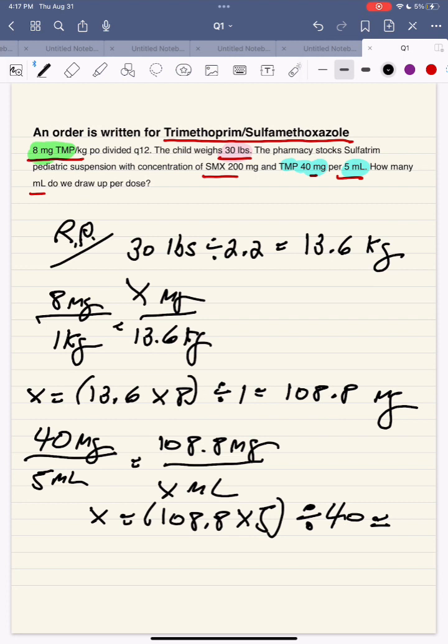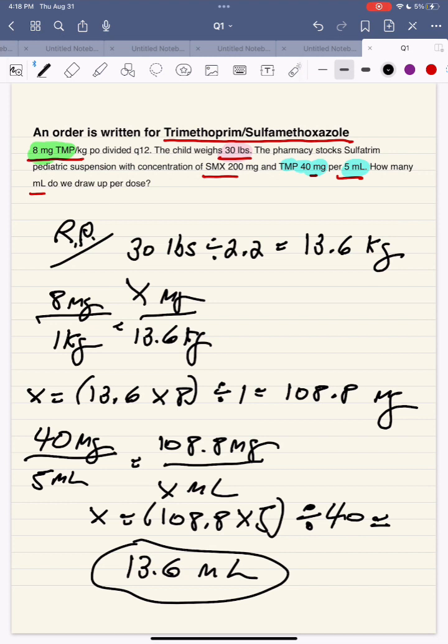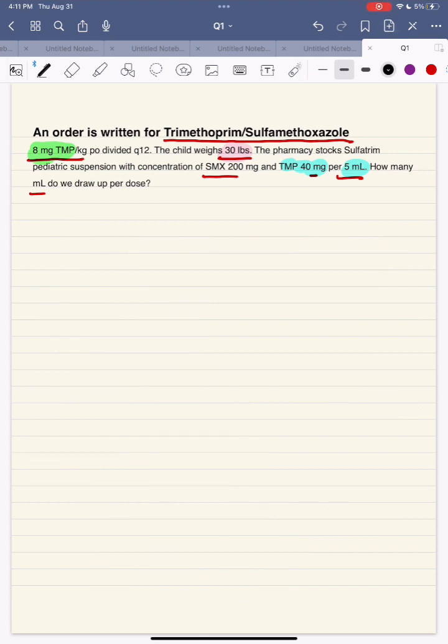And the answer is, what's the answer, guys? 13.6 milliliters, 13.6 ml. All right, let's do dimensional analysis. Same facts. Remember, suspension, you shake well. So let's do dimensional analysis. I'd like to start off with the weight. So 30 pounds over 1 is equal to 2.2 pounds is equal to 1 kilogram.